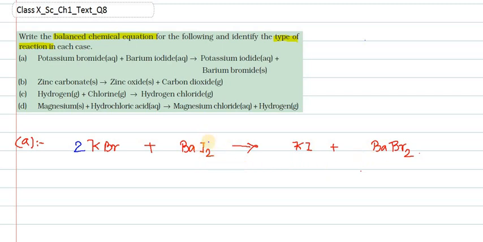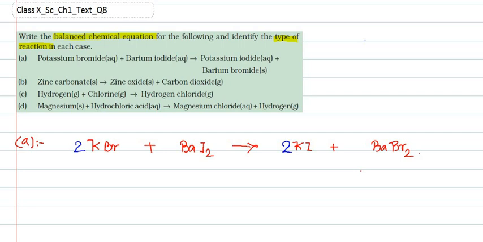Now iodine. On the left we have 2 iodine, but on the right we have only 1. So let's make it 2. Now if we make it 2, potassium also becomes 2, and on the left also we have 2 potassium. That means this equation is balanced. Now look at the type of this reaction.